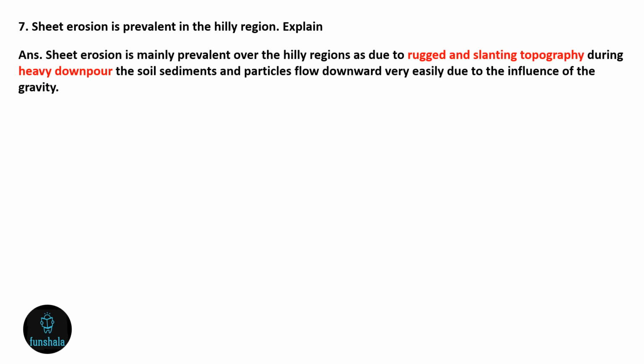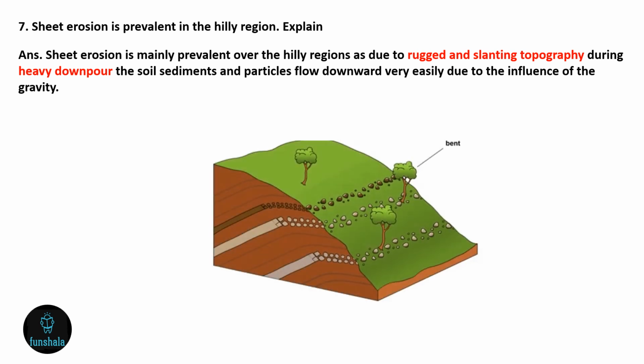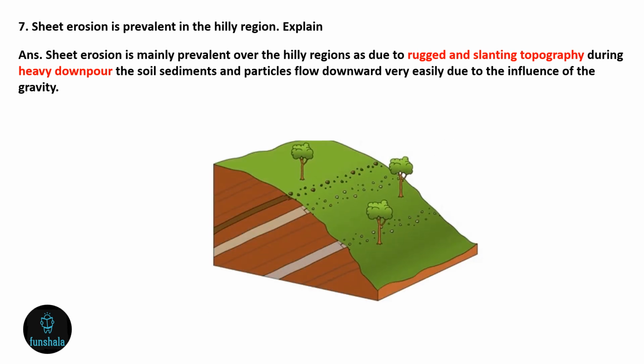Question number 7. Sheet erosion is prevalent in the hilly region. Explain. Sheet erosion is mainly prevalent over the hilly regions due to rugged and slanting topography. During heavy downpour, the soil sediments and the particles flow downward very easily due to the influence of gravity.